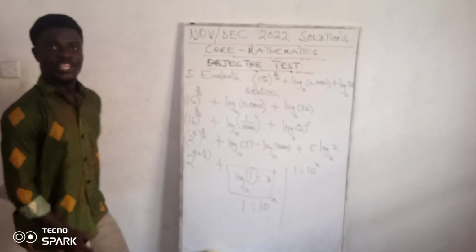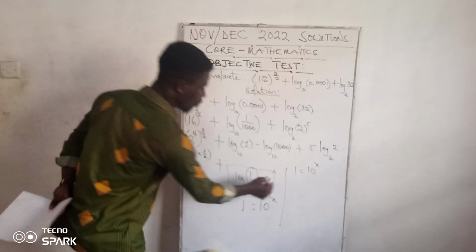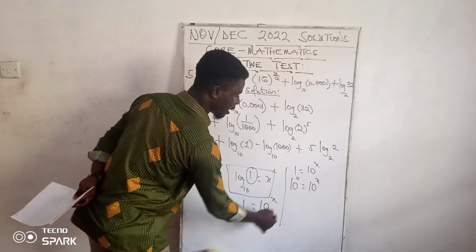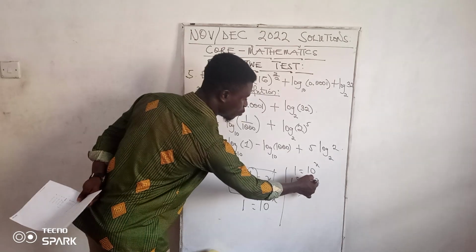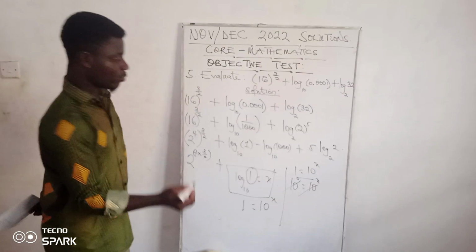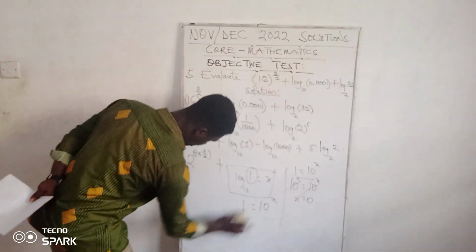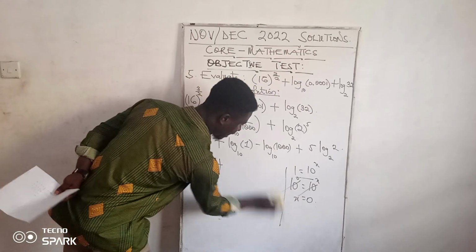This 1 I can change to what? A base of 10, which means 10 exponent 0 equals 10 exponent x. The bases cancel out, so I equate the exponents, since the bases are equal. So I get x equals 0.